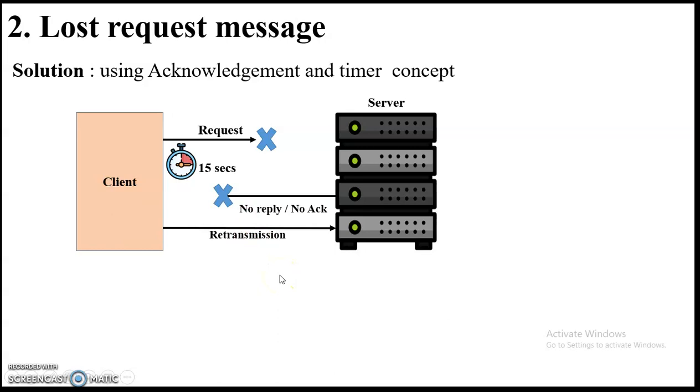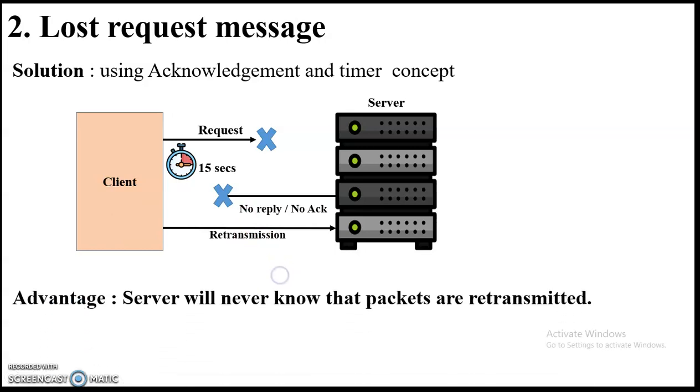This is the lost request message. Before going to the third one, the advantage of the lost request message is that the server will never know that the packets are retransmitted. The server will never know that the client's request was lost, or maybe that it was retransmitted. So this is one of the advantages.